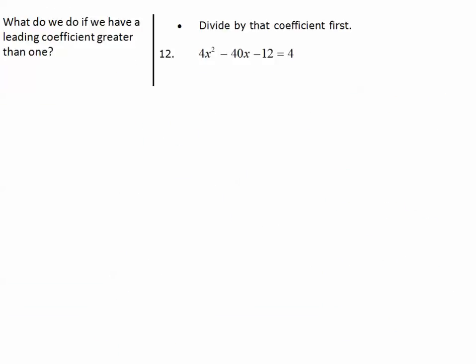Last example. What do we do if we have a leading coefficient greater than 1? Divide by that coefficient first. So I see there's a 4 here. I don't want it there. Divide both sides by 4. We end up with x² - 10x - 3 = 1.